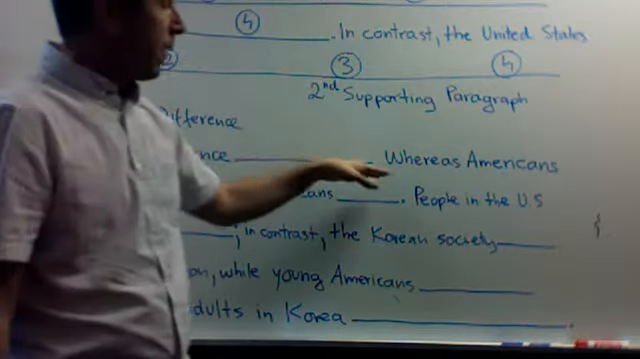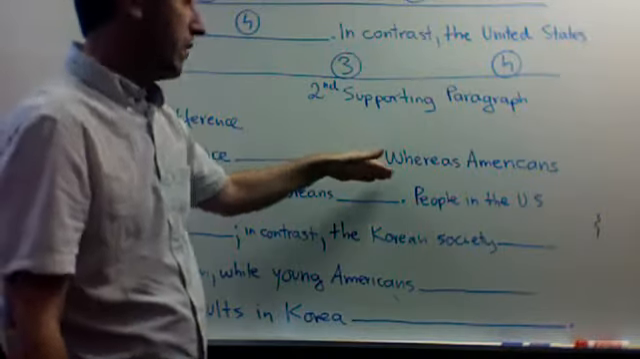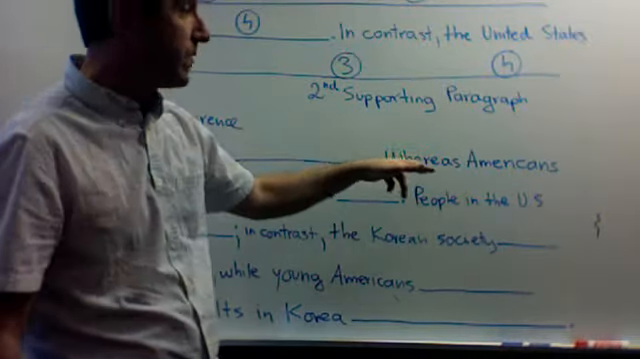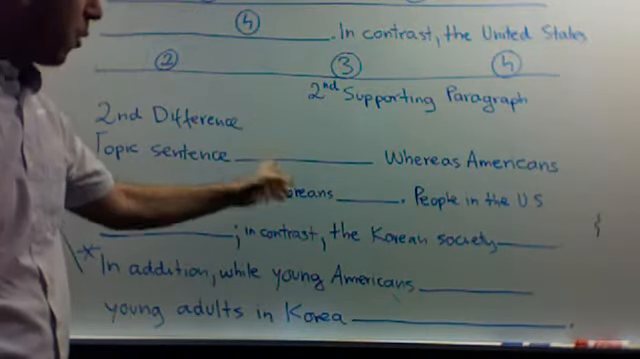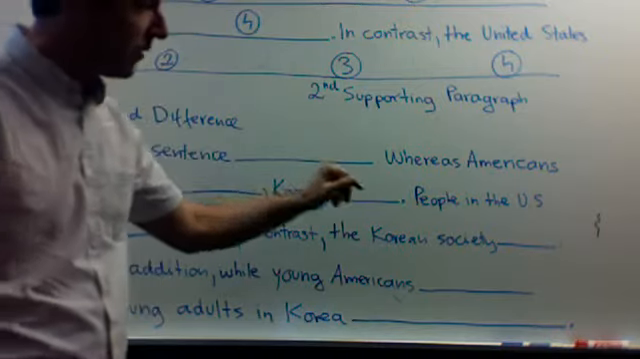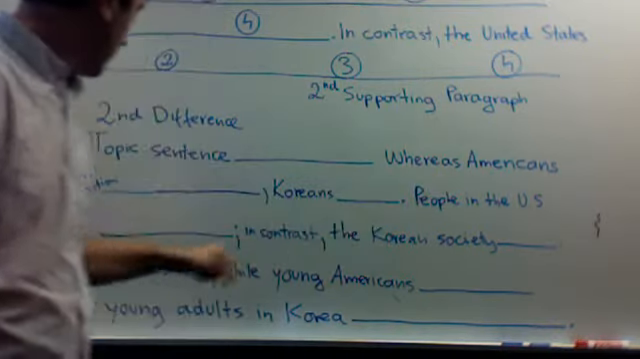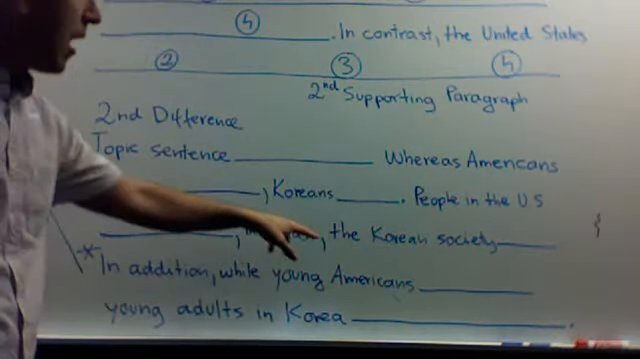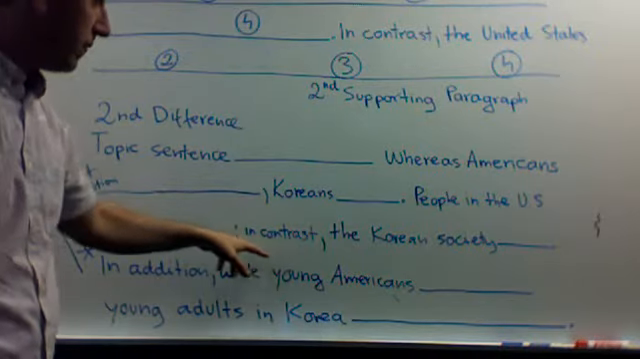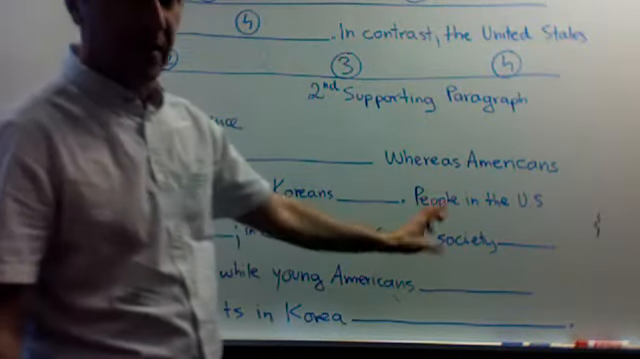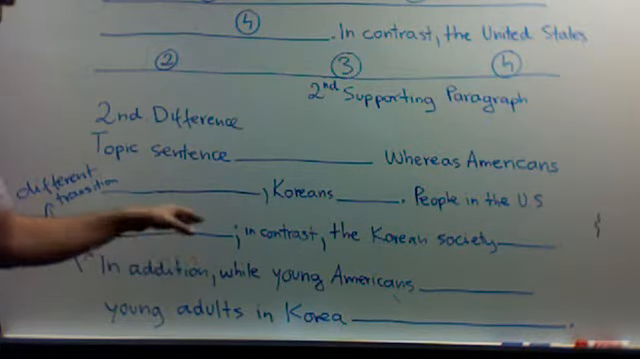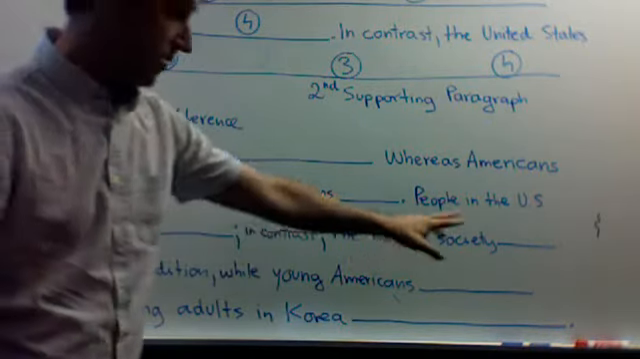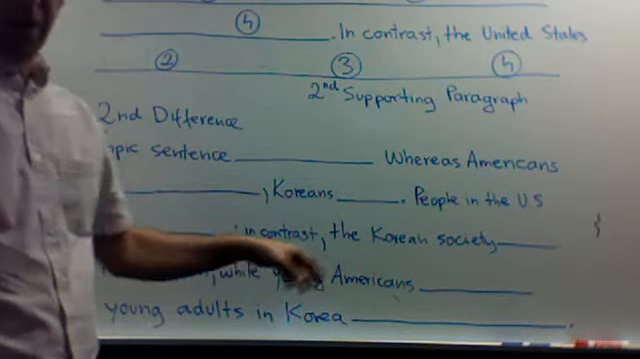And then we, let's say, start with one of these transitions, whereas, and we say, whereas Americans, this and that, comma, Koreans, this and that. And then we continue. People in the United States, this and that. In contrast, look at the punctuation, the Korean society, this and that. And then we say, in addition, while young Americans, this and that, young adults in Korea, this and that.